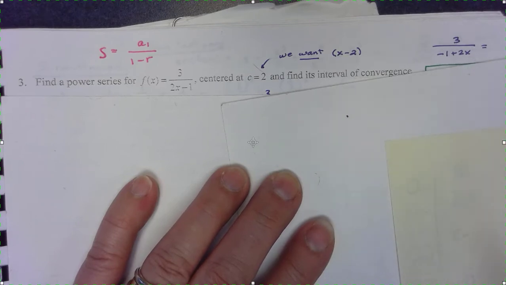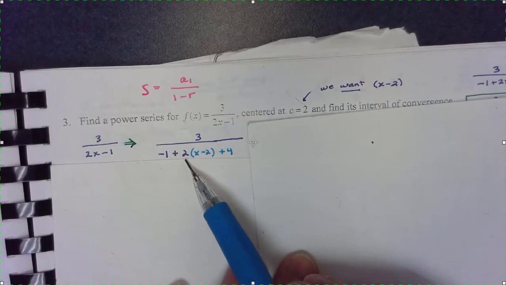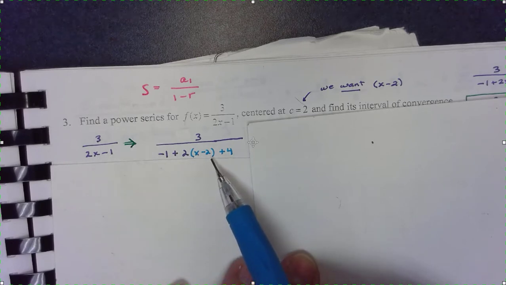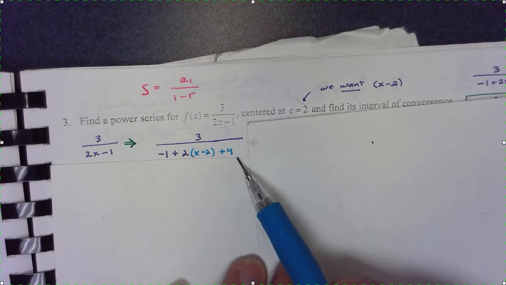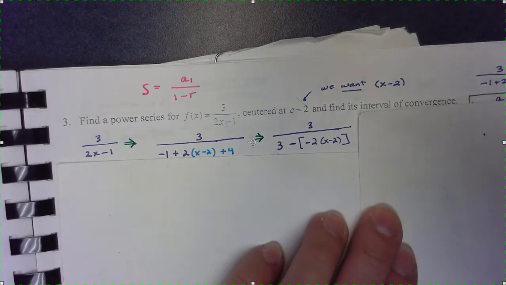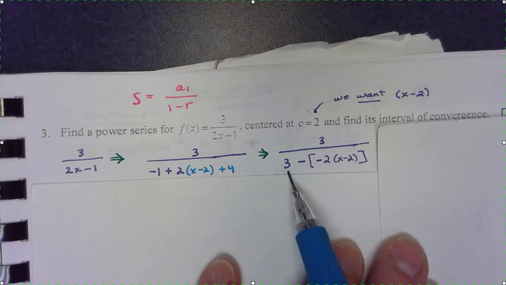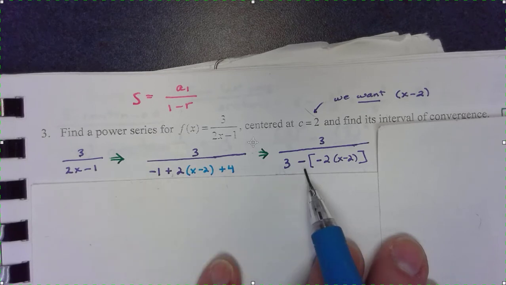Now I got a lot going on here. We got to get x minus 2 in there. Negative 1 plus 2 times, now I need x minus 2, so I'm going to change that x to the quantity x minus 2, and let's remember, what did I do here? I added a negative 4, so I have to offset that by adding back in a positive 4. Now, if I can do the next step, which is negative 1 plus 4 is 3, and this needs to have a negative sign in front of it. So I need to write this as minus negative 2 times x minus 2.